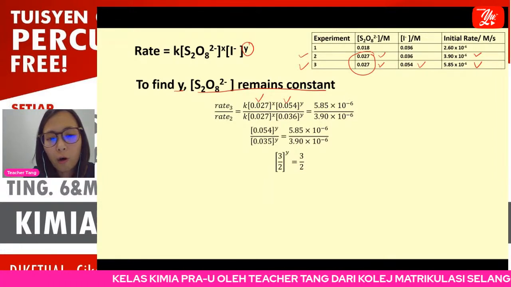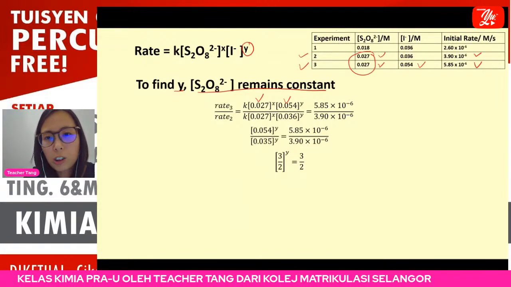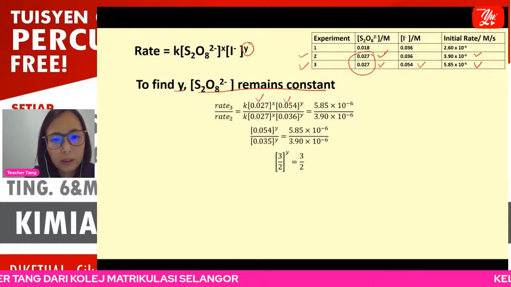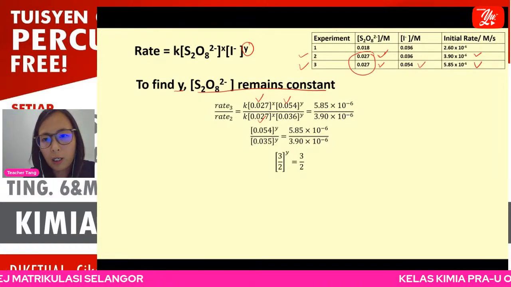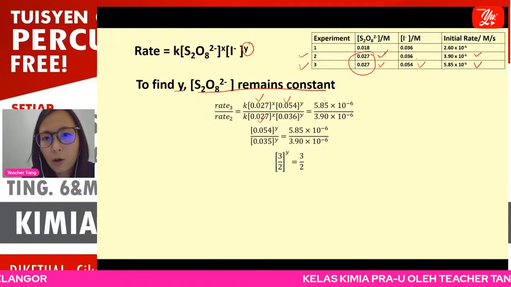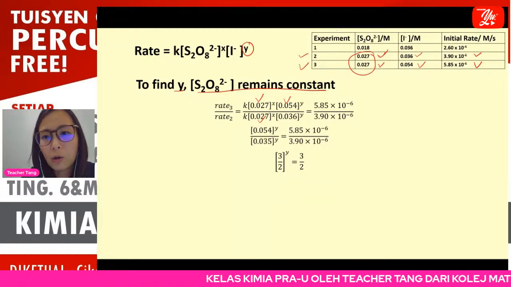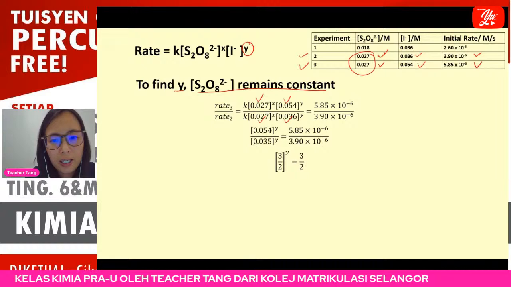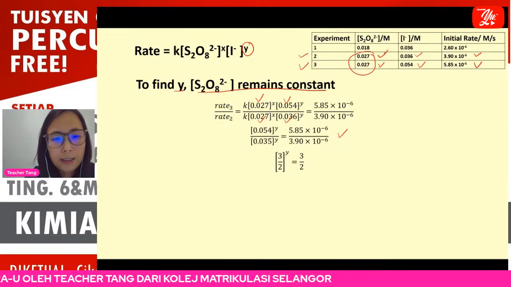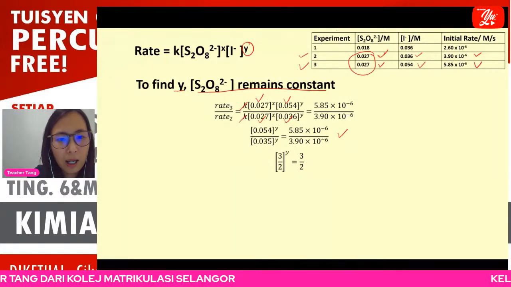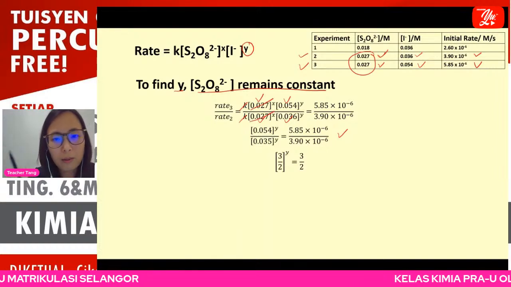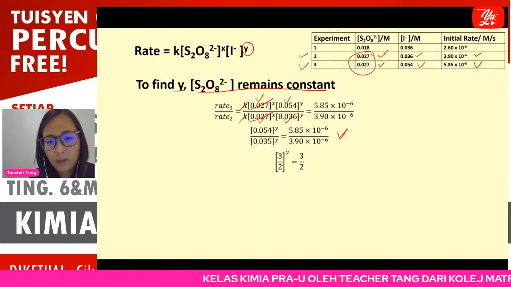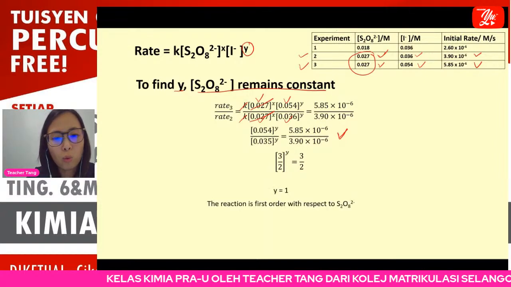And then for experiment 2, the concentration of S2O8 2 minus is 0.027. So we substitute that into the rate law or rate equation. And for the iodide ion for experiment 2, it is 0.036. We substitute that into the equation. And what we get is this term. Okay, since k can be canceled out, and these two terms are the same, they can cancel out. So we can simplify to get this term. And then we can deduce that y is equal to 1.